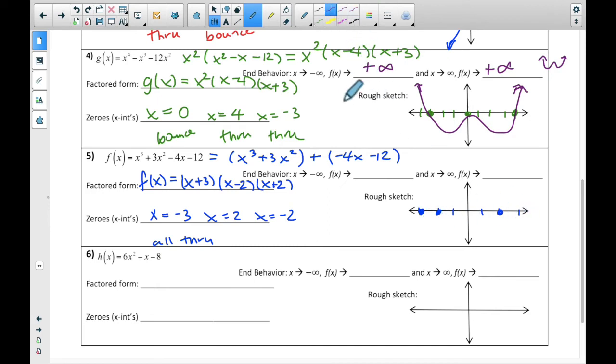I need to think about my end behavior. I have a third degree positive. Third degree positive should look like this. That means the left side goes to negative infinity, the right side goes to positive infinity. In other words, I'm going to have an arrow pointing down here, and I'm going to have an arrow pointing up here. It goes through all of them, so I just need to now connect my dots. So I'm going to go through, through, through, and up.